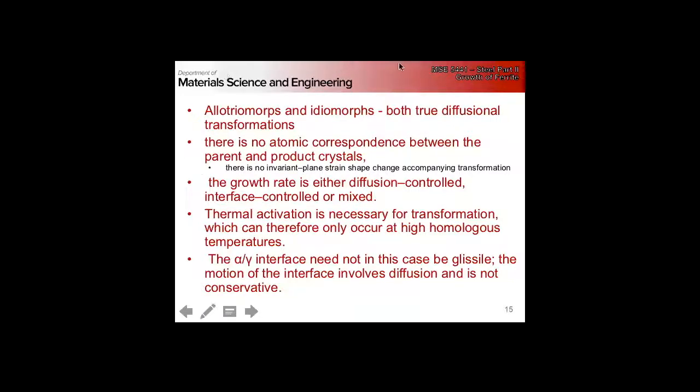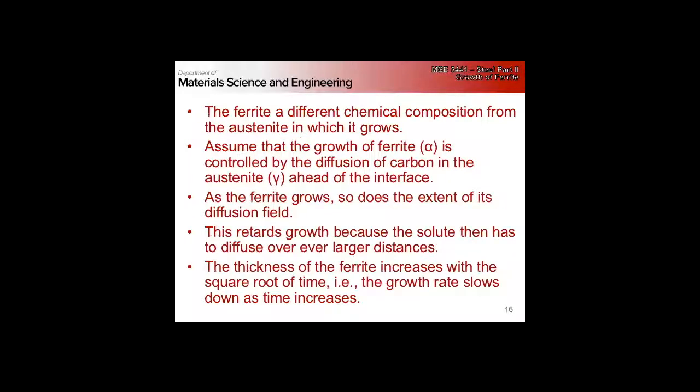And the interface is, that's a little confusing. The interface need not be docile. The interface in general is a general high angle interface, right? And it's not conservative. We also have partitioning, right? The ferrite is a different chemical composition from the austenite, right?